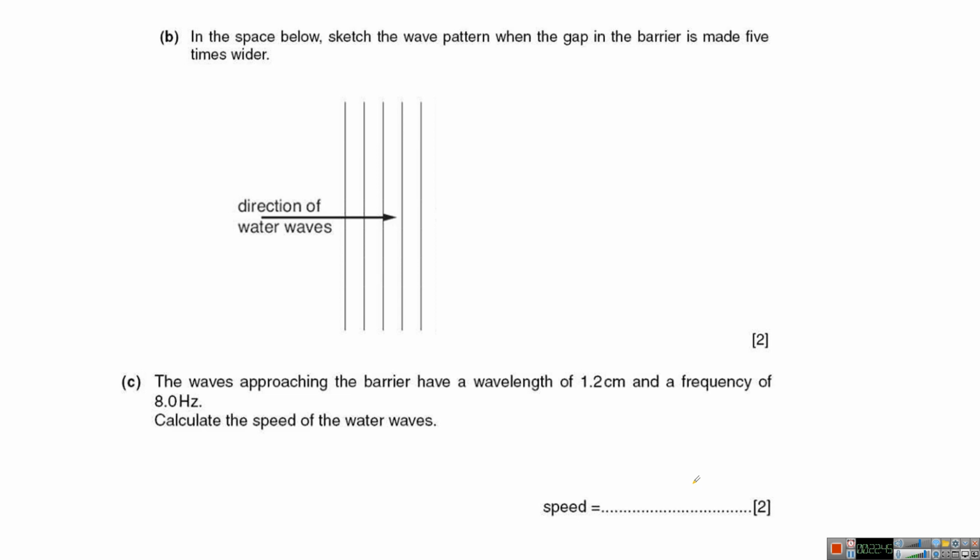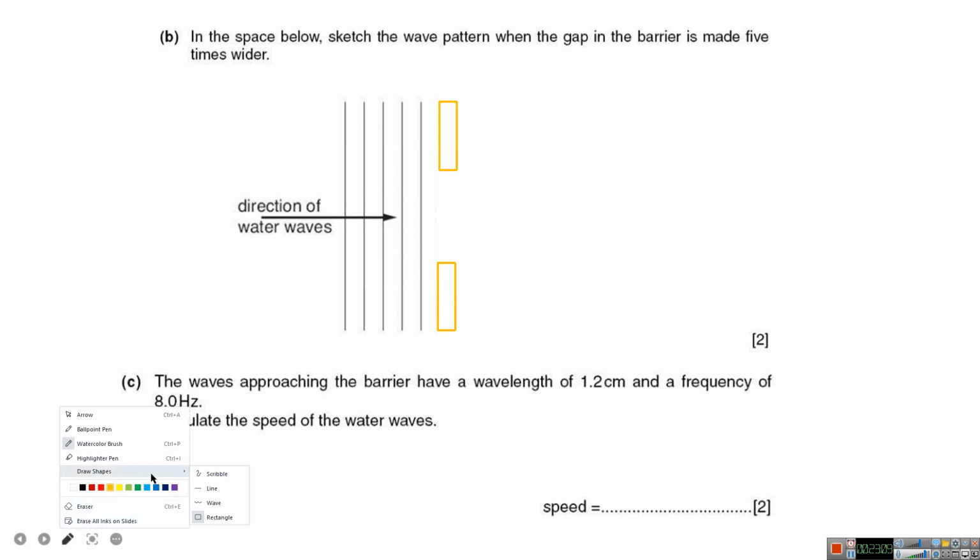Moving on to the next part of this, in the space below, sketch the wave pattern. The gap is 5 times wider, right? Now let me draw a shape over here to draw the barrier. So if the barrier is 5 times the wavelength, just measure how much it is in terms of centimeters and then give that pattern. And now I'm going to draw the angle. I'm going to use a different color over here.